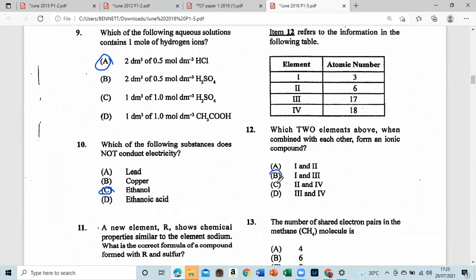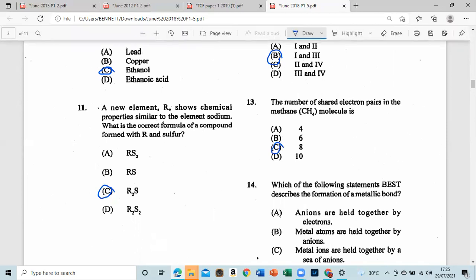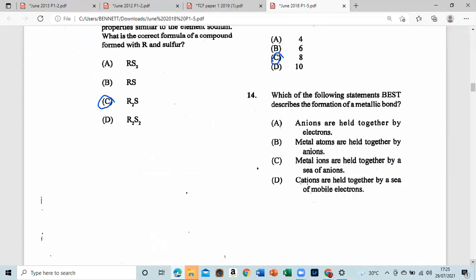So that gives us number 13. The number of shared electron pairs of a methane CH4 molecule, is it 4, is it 6, is it 8, is it 10? It is in fact 8. Number 14. Which of the following statements best describes the formation of a metallic bond? Is it A, anions are held together by electrons? B, metal atoms are held together by anions? Is it C, metal ions are held together by a sea of anions? Or is it D, cations are held together by a sea of mobile electrons? And number 14, hold on there.